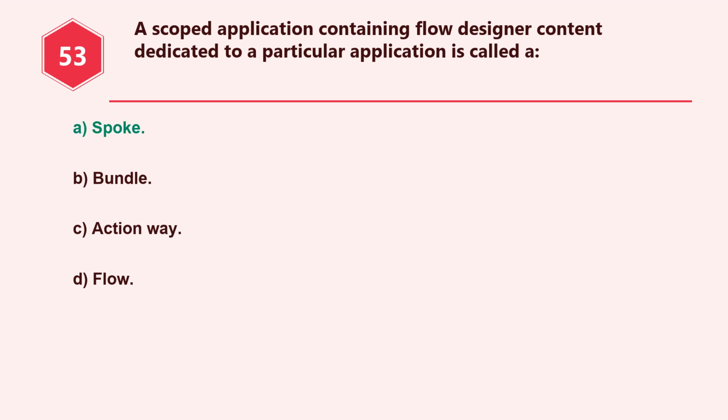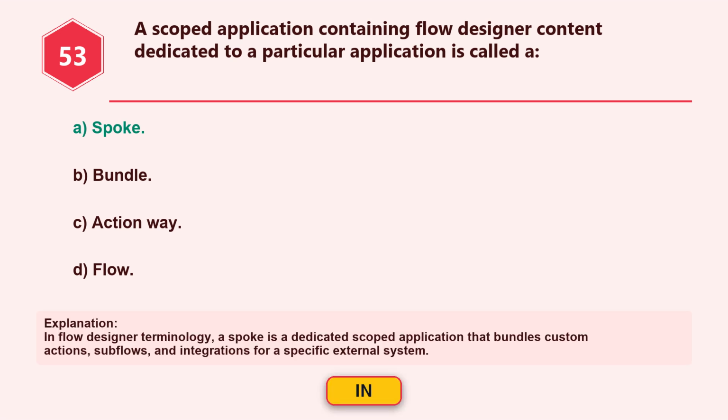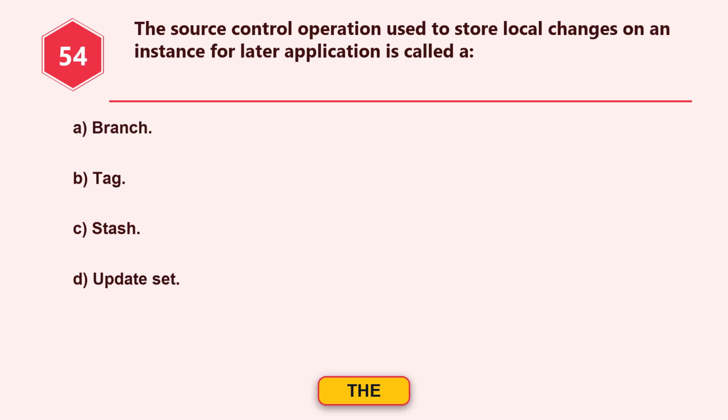The correct answer is option A, spoke. In Flow Designer terminology, a spoke is a dedicated scoped application that bundles custom actions, subflows, and integrations for a specific external system. Question 54. The source control operation used to store local changes on an instance for later application is called a. Option A, branch. Option B, tag. Option C, stash. Option D, update set.